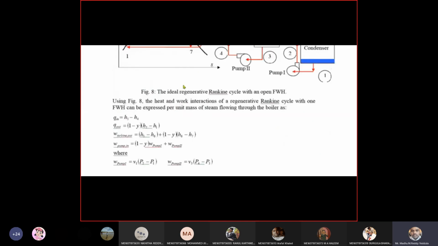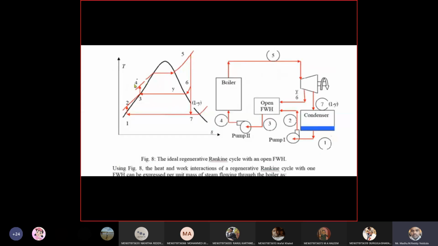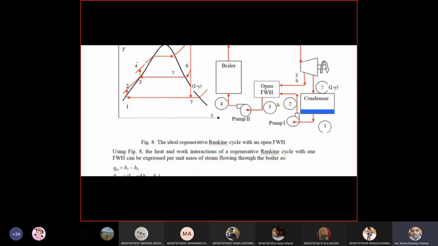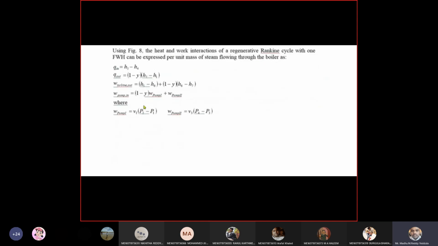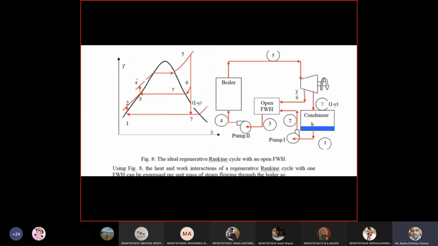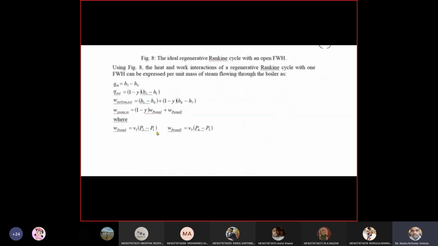And the heat addition Qin will be at what point? At 4 to 5. So in the boiler, 4 to 5 is the heat addition. And where are we getting the heat out? In the condenser. What is the mass of the steam entering? 1 minus y kg. So 1 minus y into 7 minus 1 is the heat out, right? Now we are using 2 pumps here. One pump is from 1 to 2, the other pump is 3 to 4. So that is H1 minus H2 and H3 minus H4, or we can write it as specific volume into P1 minus P2, and specific volume into P3 minus P4.